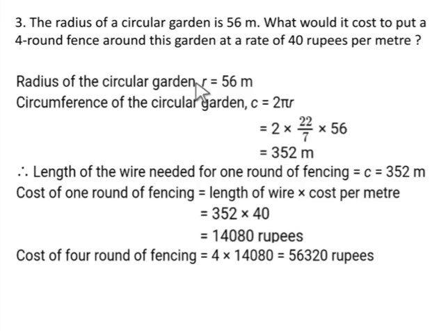In this example, first you will write the given part. Here the cost of 1 meter wire is given. You have to find the cost of 4 round of fencing. Now for that first we will find the cost of one round fencing. But what is the length of one round fence? It is the circumference of circular garden. So first you will find the circumference of a circular garden, that is the length of wire needed for one round of fencing. Multiply it with cost per meter, then you will get the cost of one round of fencing. Multiply it with 4 so that you will get the cost of 4 round of fencing.